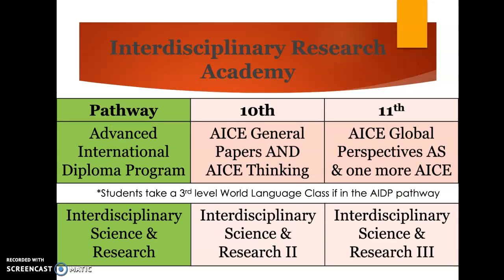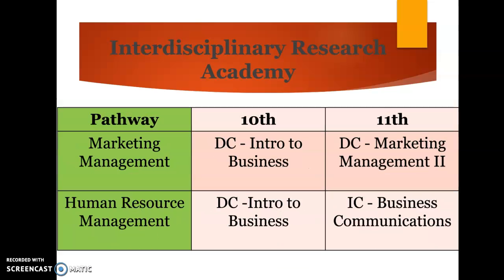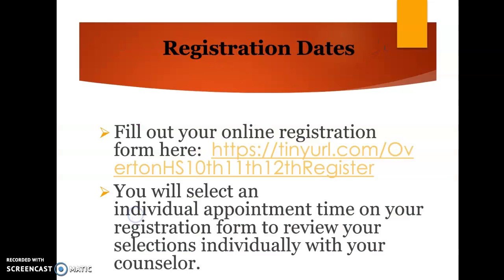If you selected the Interdisciplinary Research Academy and the Advanced International Diploma pathway, then your selection would be ACE General Papers and ACE Thinking Skills for your 10th grade pathway courses. If you've selected the Interdisciplinary Science Research pathway, then ISR 2 would be your pathway course. If you've selected Marketing Management, Dual Credit Intro to Business would be your first pathway class. If you selected Human Resource Management, Dual Credit Introduction to Business would be your first Academy pathway class.